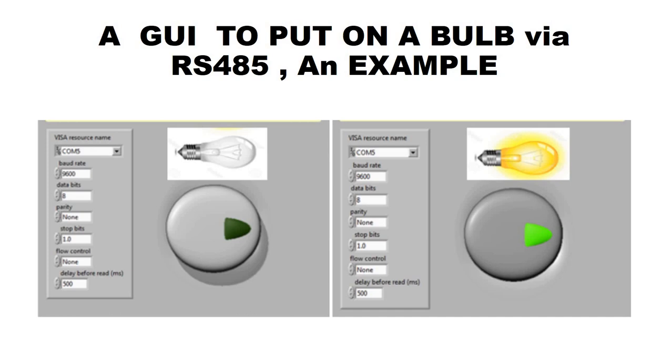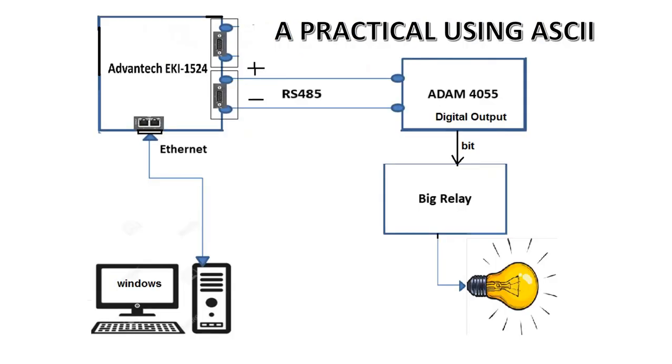So this is how you have connected ADAM 4055 to put on a bulb actually. At the PC end, COM5 is the beginning, and through COM5 the data packets go up to RS485, then again put on the bulb. How it is done, let's see that. This is how the configuration looks like.